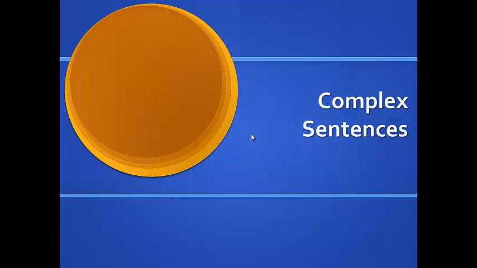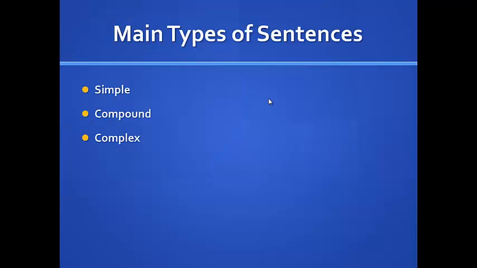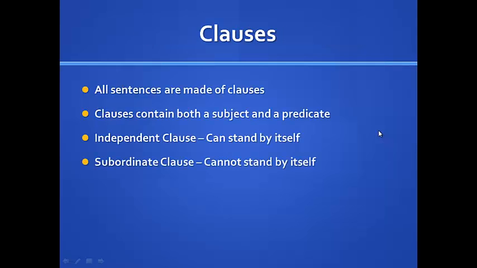This video is going to review complex sentences. First, let's review sentence types. There are three main types of sentences: simple sentences, compound sentences, and complex sentences. Let's look at clauses first of all, because clauses are what sentences are made of.